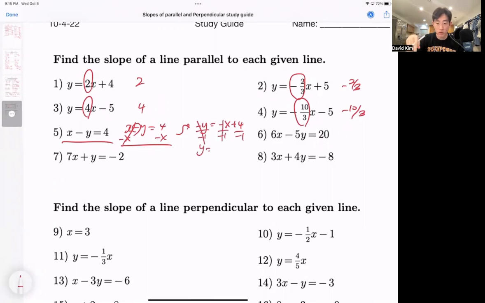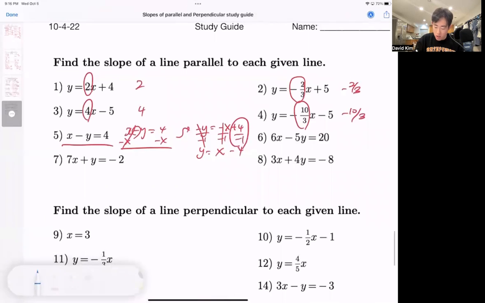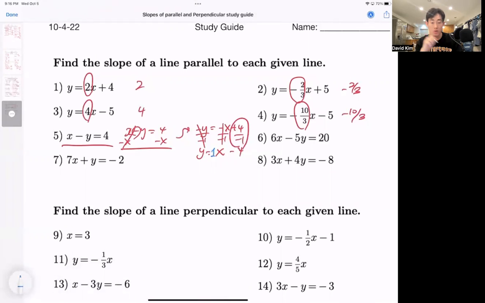The two negative signs will cancel each other out for x, so it will leave you with positive x, -4, because 4 divided by -1 is -4. Now, the slope here, it's implied that there's a 1 in there, because 1 times x is still an x. So the slope will be a 1 for number 5.